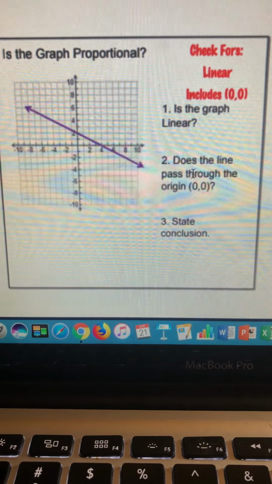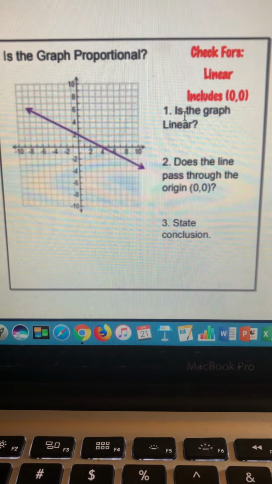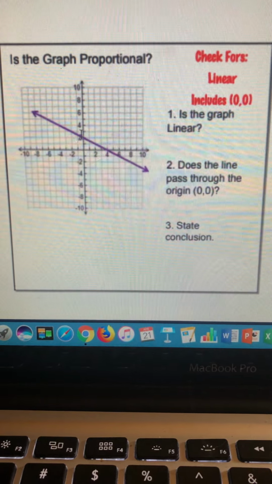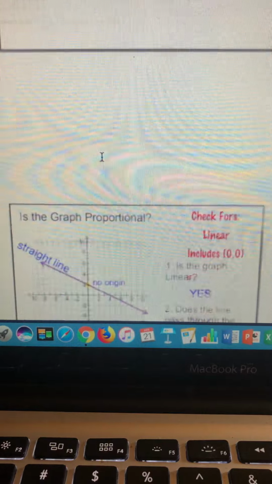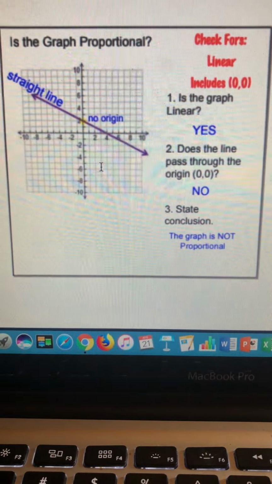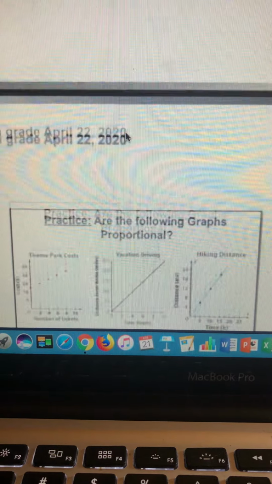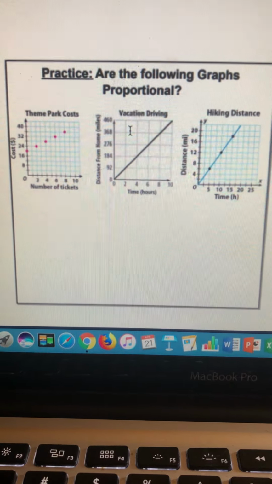Go to the second one. You keep doing the same thing. Is the graph linear? Yes. Does it go through the origin? No. So for this one, we would say, no, this graph is not proportional. Both need to be satisfied. Okay? So you have a few more to practice.